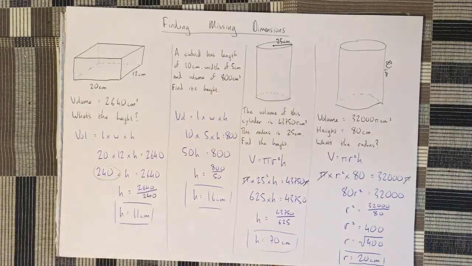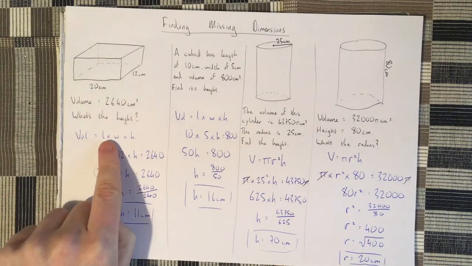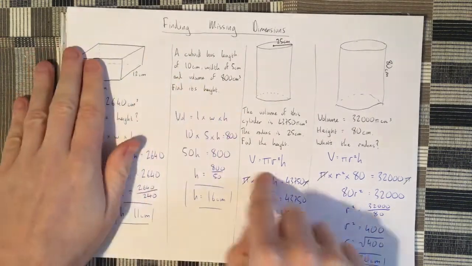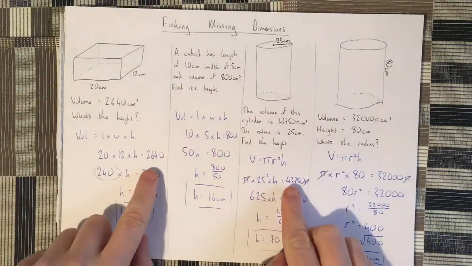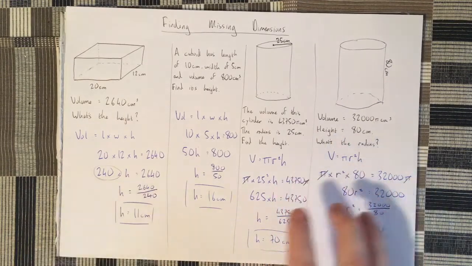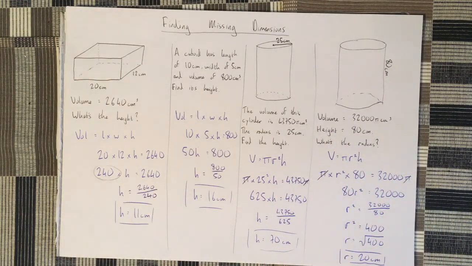All right, so that's finding missing dimensions given the volume of shapes. So you write down whatever the formula is, so length by width by height, or pi r squared h, depending on what shape it is. You put it equal to the volume you're given in the question, and then you'll be bringing stuff over and dividing. So just a little bit of algebra to finish these off.